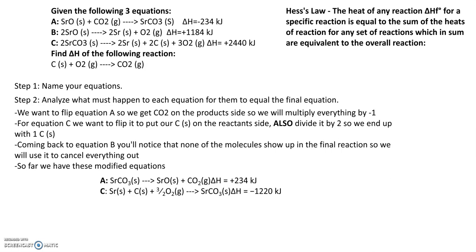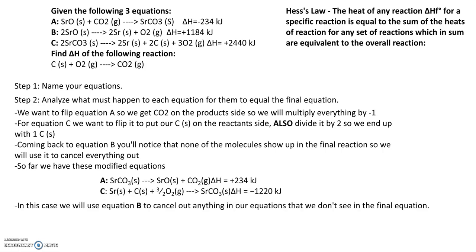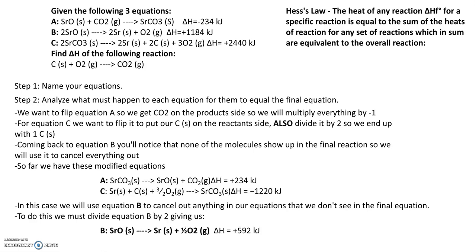You'll notice that we still have a strontium solid and a strontium oxide and 1/2 of an oxygen that need to be canceled in order to give us the final equation. So that's what we're going to do to equation B to cancel everything out. To do this, we're going to divide it by 2, giving us strontium oxide yields strontium solid plus 1/2 O2. What you'll notice is that the 1/2 O2 combines with the other 1/2 O2, giving us 1 O2. Strontium solid cancels, as well as the strontium oxide. So we are all done manipulating our equations, and we just need to put it all together.